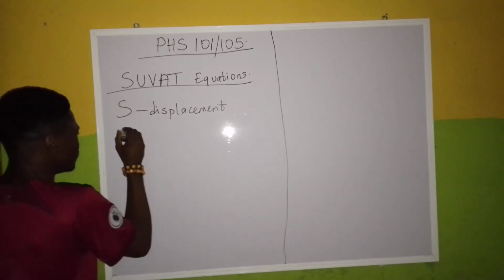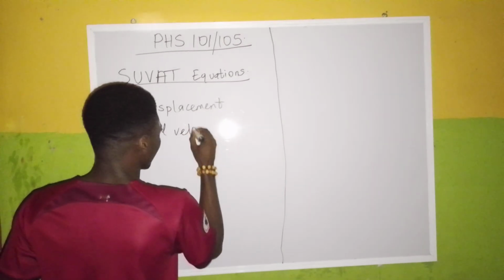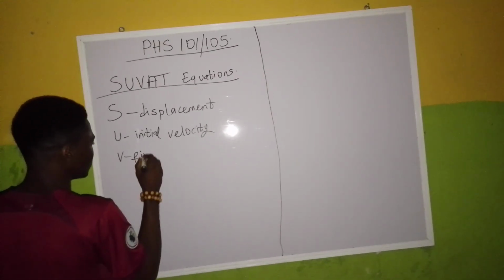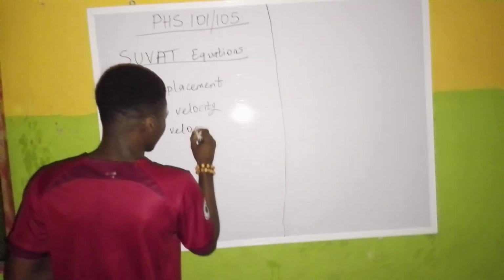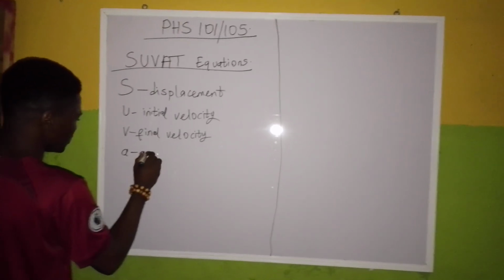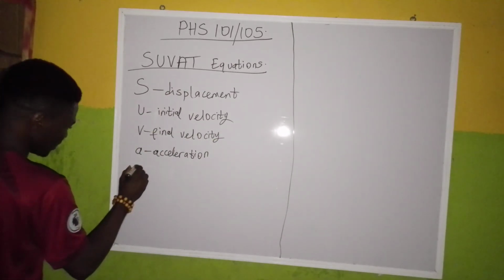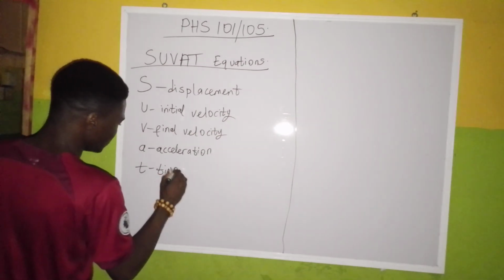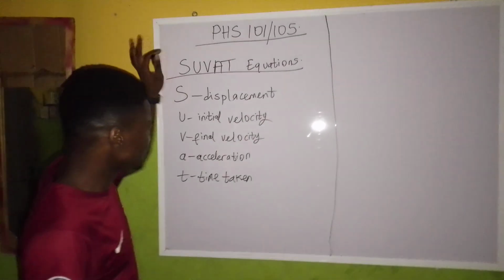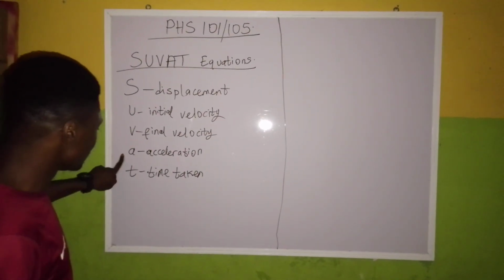The U is our initial velocity. V is the final velocity. The A is the acceleration. And then finally, the T is the time taken. So basically, the SUVAT equations, the equations of motion, relate displacement, initial velocity, final velocity, acceleration, and time.